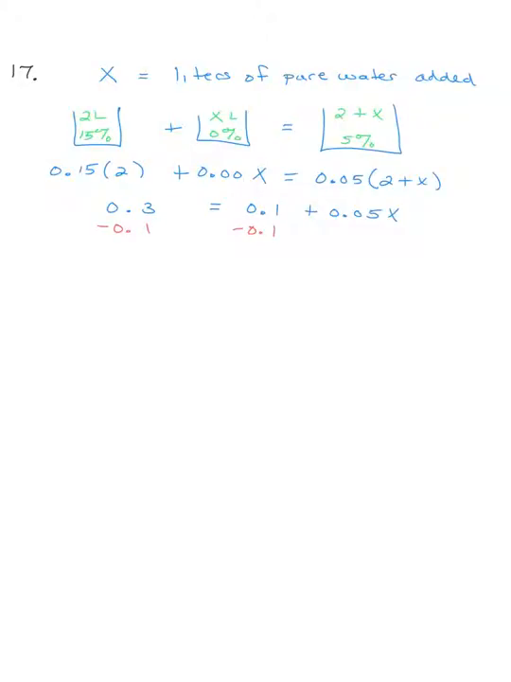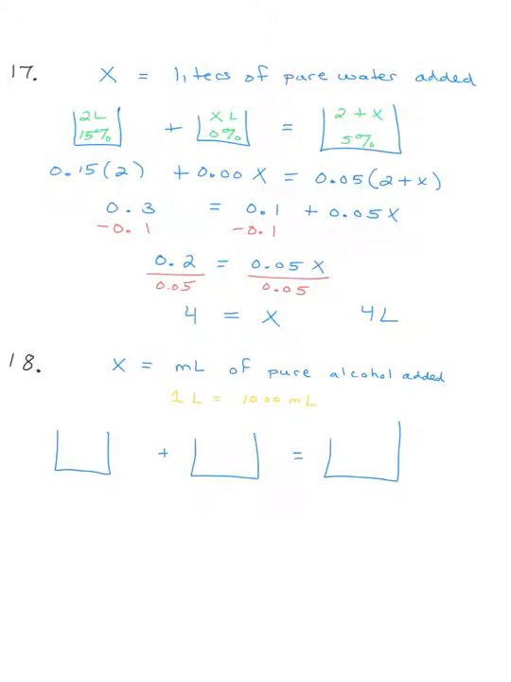We get that 0.2 is equal to 0.05x, after dividing both sides by 0.05, and 0.2 divided by 0.05 is 20 divided by 5, 4. So this is 4, and that is 4 liters. You have to pour in 4 liters of pure water to drop the percent of acid from 15% down to 5%.